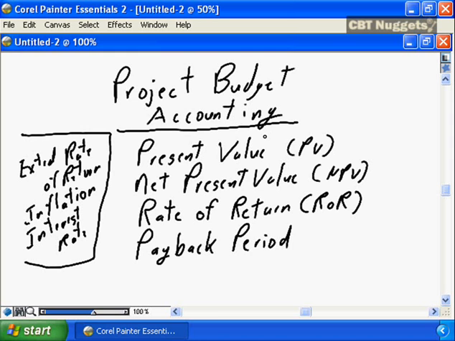Having said all of that, those of you going forward with your PMP exam, you need to be very much aware of these terms. So what do these terms mean? Present value is applying an expectation of future interest rates to determine what the present value of money is that would be received at some future point in time.